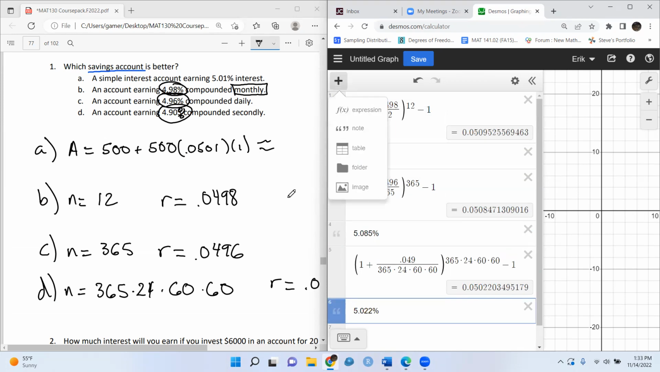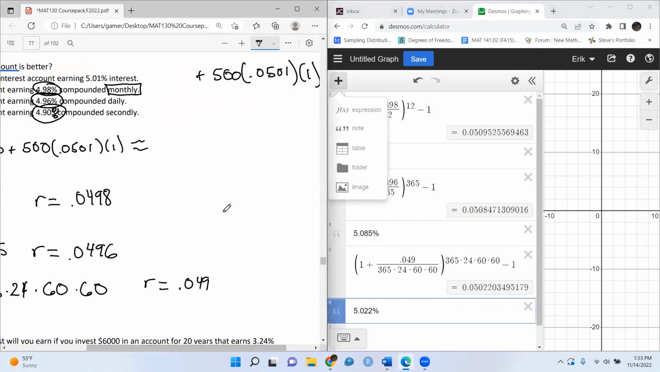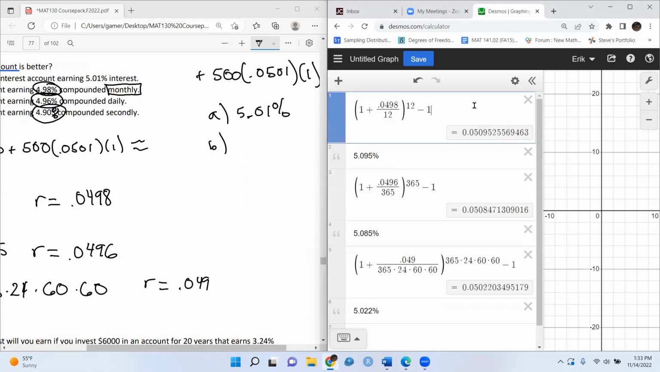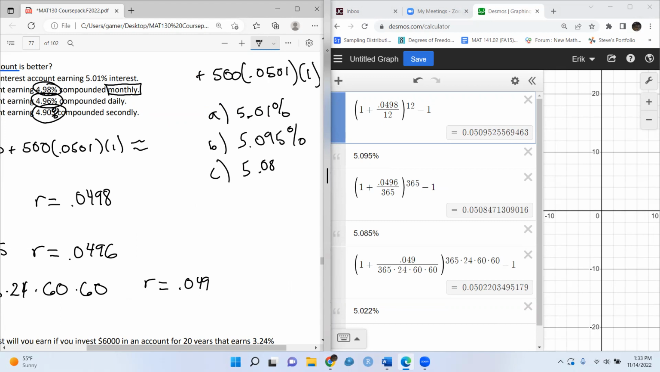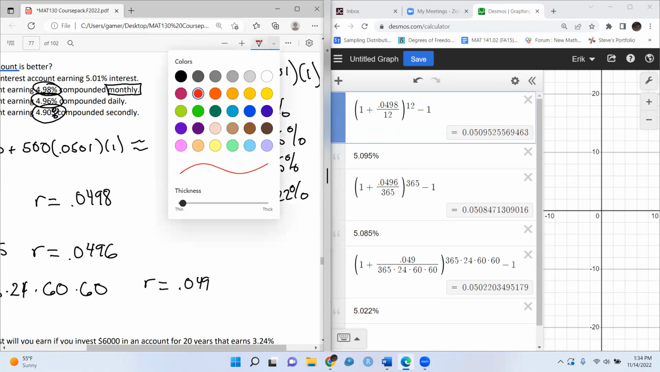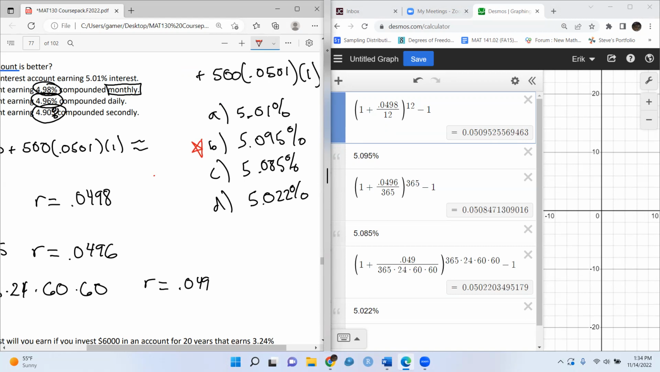Let's just then toss in, well, let me write them here. So A is 5.01%. B is 5.095%. C is 5.085%. And D is 5.022%. So the best option for within 1 year's time is option B. Is that what you all got when you did your account balance method? Did you get that option B would have the highest account balance of the 4?